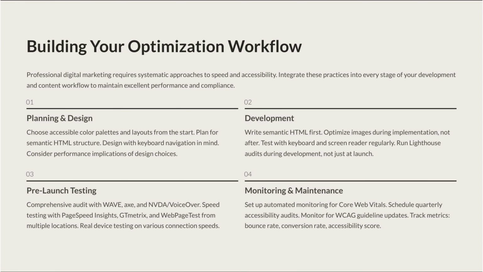Integrate speed and accessibility into your workflow. Start with accessible design choices and semantic HTML. Optimize images during development, not post-launch. Regularly test with keyboard and screen readers. Conduct pre-launch audits using WAVE, Axe, and Non-Visual Desktop Access. Use PageSpeed Insights and GTmetrix for speed testing. Maintain performance with automated monitoring and quarterly accessibility audits.